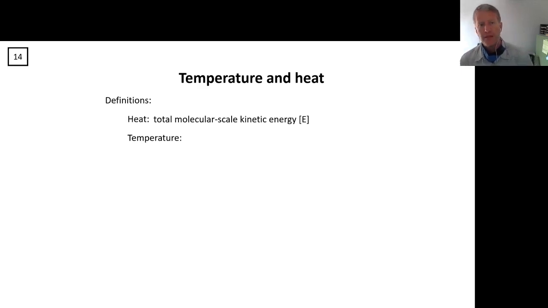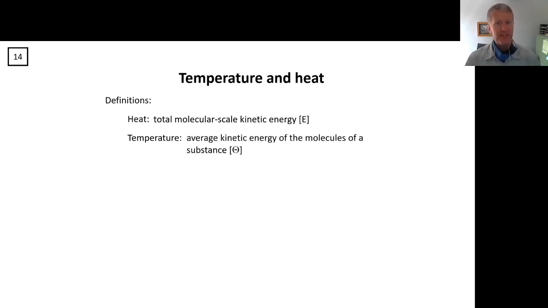Now, temperature is different. How is temperature related to heat, and what is the fundamental definition of temperature? Well, there are a couple of them. Sometimes temperature is defined as the ability to conduct heat, when you're specifically thinking about heat movement. But I think the most fundamental definition of temperature is the average kinetic energy of the molecules of a substance. So it isn't the total amount of energy they have, it's just the average energy over those molecules.